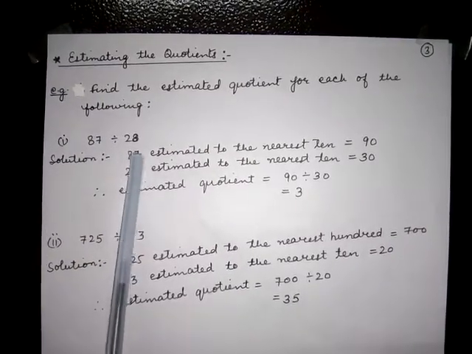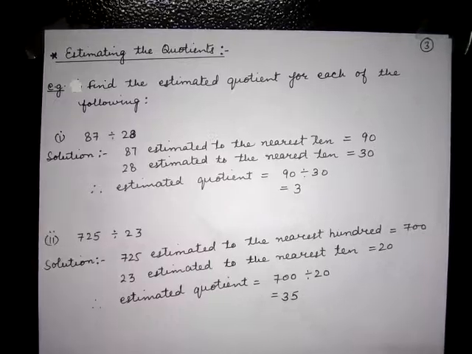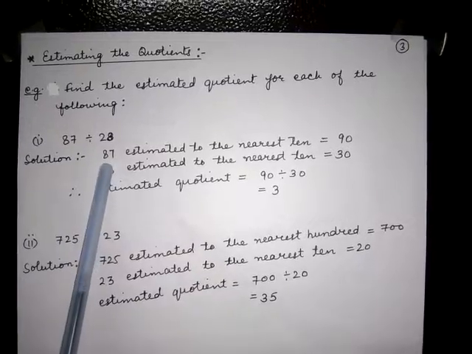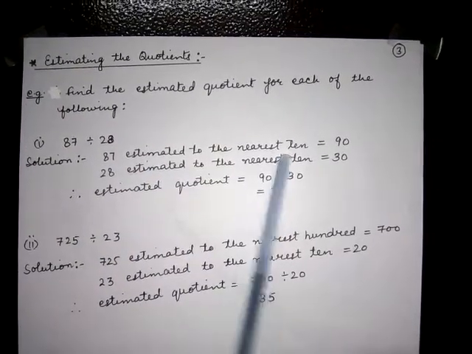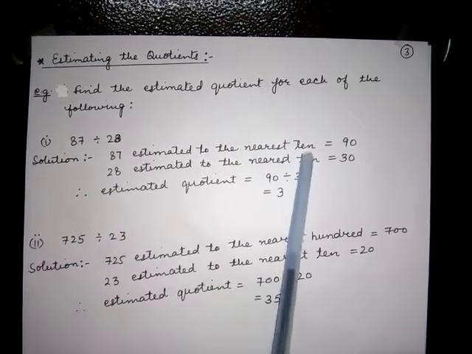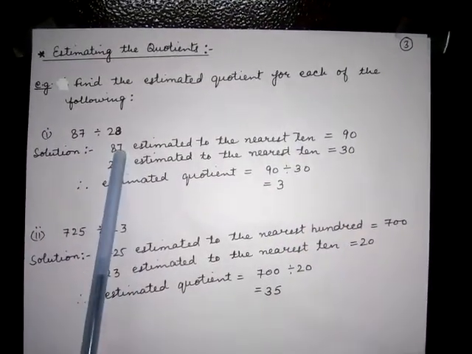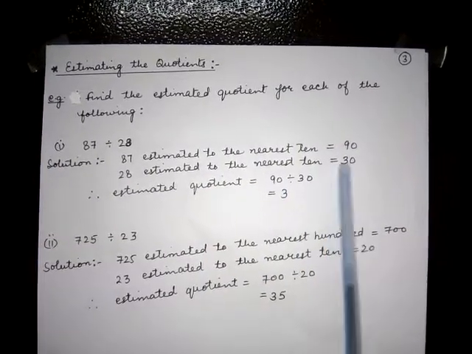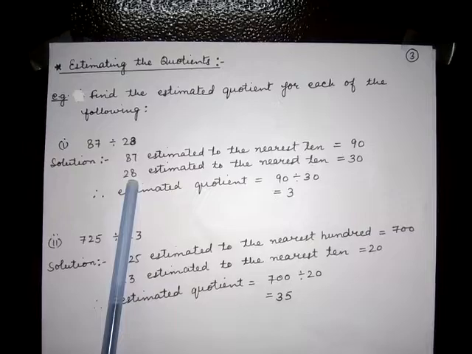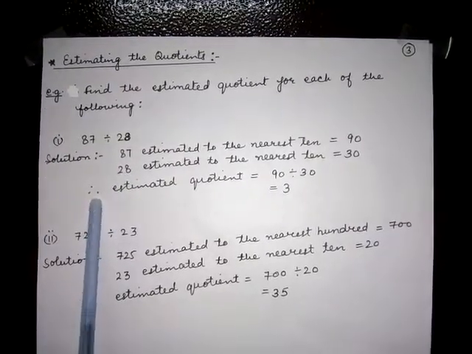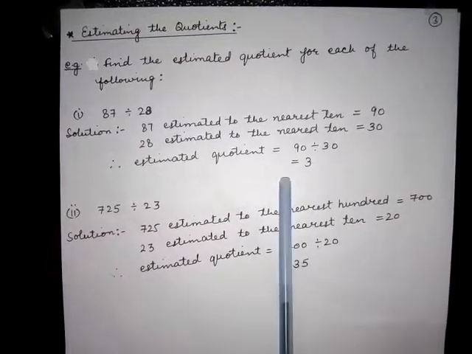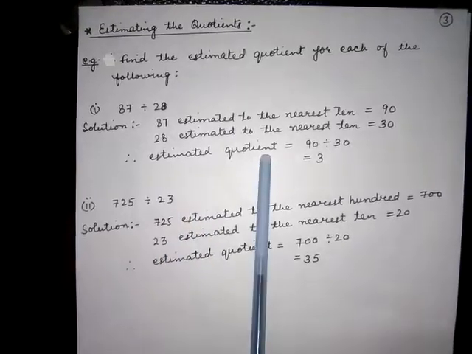So first we have to individually round it to the nearest 10. This is the most possible place to round these two numbers. 87 estimated to the nearest 10 will be equal to 90, because at the ones place here it is 7, which is more than 5. And 28 estimated to the nearest 10 is equal to 30, because at the ones place 8 is there, which is more than 5. Therefore, the estimated quotient equals 90 divided by 30. When you divide these numbers, what answer will come? 3. So 3 is the estimated quotient.